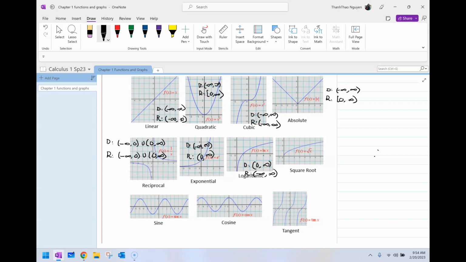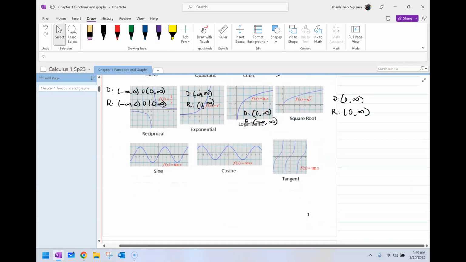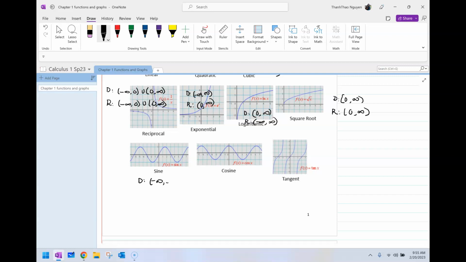Square root, well, when we take the square root, the number has to be positive, so x is greater than or equal to 0. So the domain here is from 0 included to infinity. The range is from 0 to infinity. The domain for the sine function is from negative infinity to infinity, and the range goes from negative 1 to 1. Same with cosine.